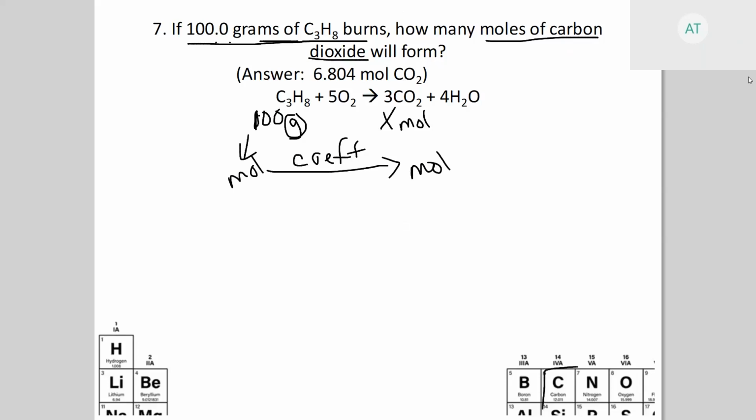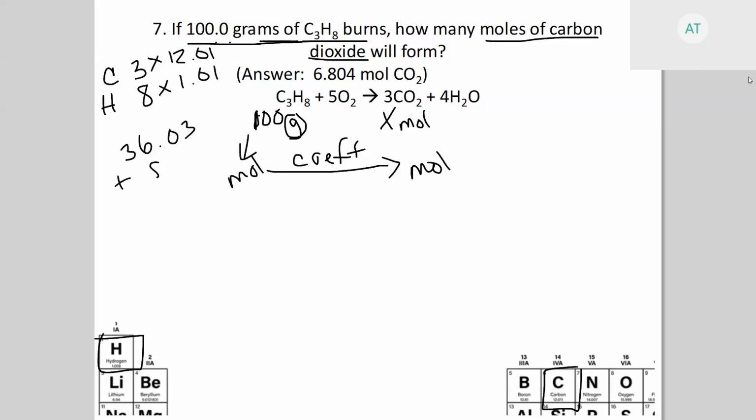C3H8. So here's my carbon, here's my hydrogen. I need to figure it out. We have 3 carbons and 8 hydrogens. Carbon is 12.01, and hydrogen is 1.01. We're going to add those together now. Is this what you got, 44?